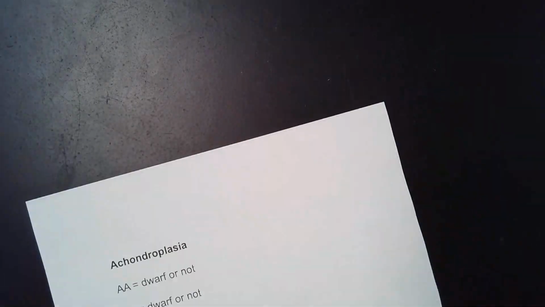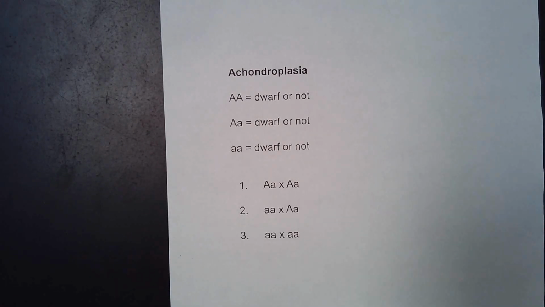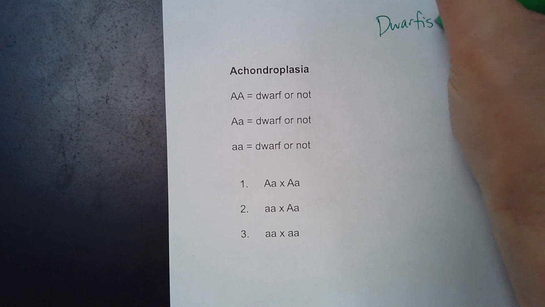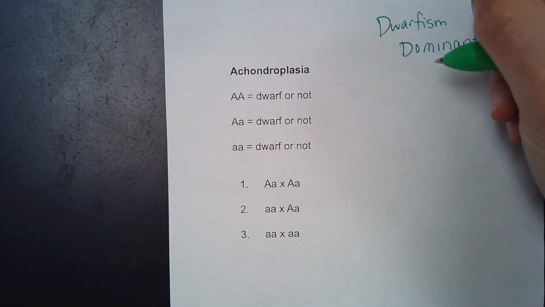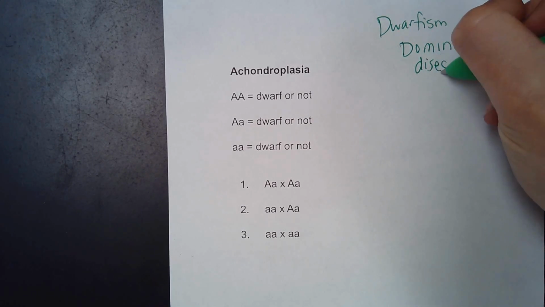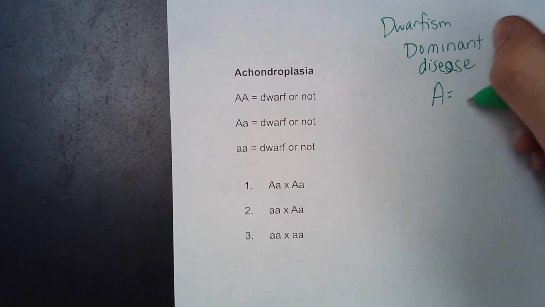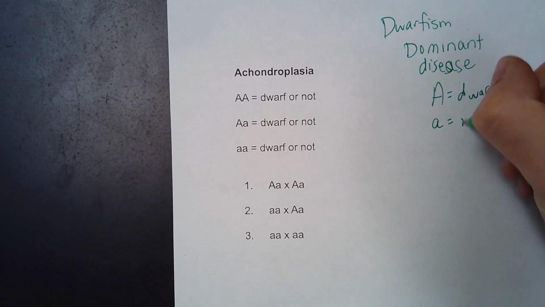Next, we're going to look at achondroplasia, also known as dwarfism. And this is a dominant genetic disease. So here, if you have this gene, you will be a dwarf. And if you have a lowercase, you will be a normal-sized person.